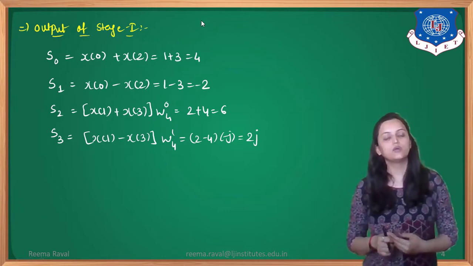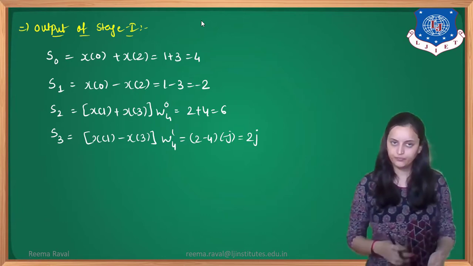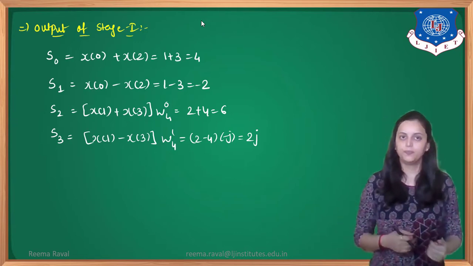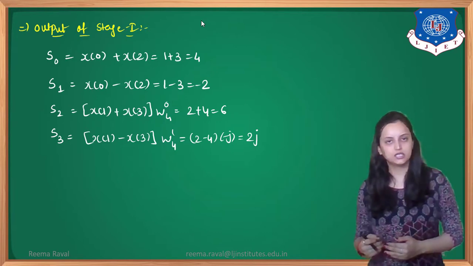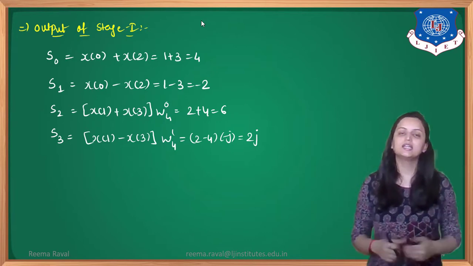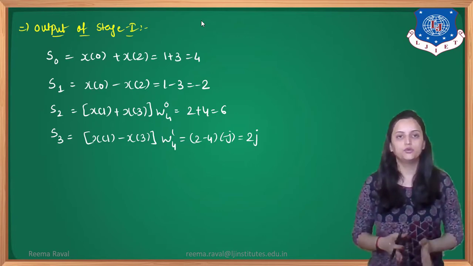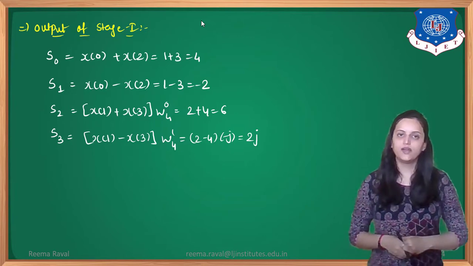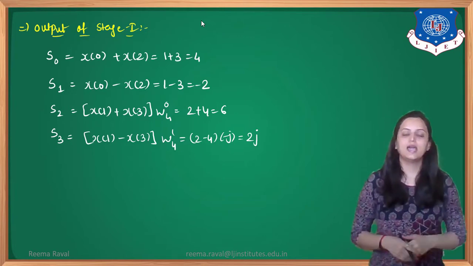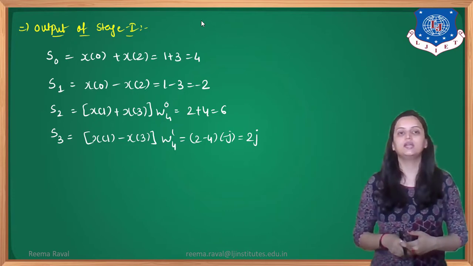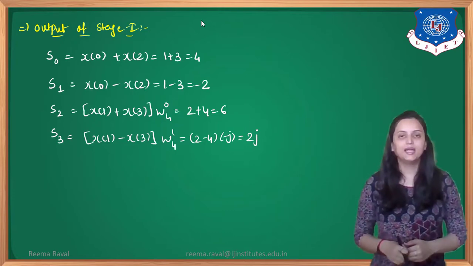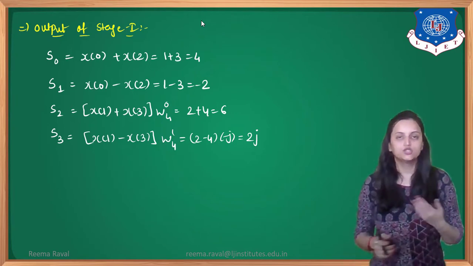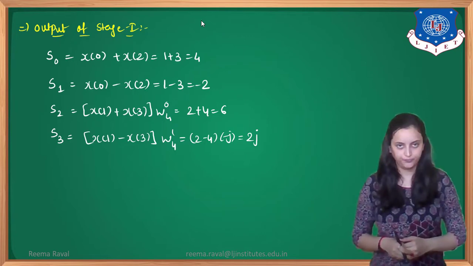So S0 equals x(0) plus x(2). Here we have taken the values 1, 2, 3, 4, where x(0) is 1, x(1) is 2, x(2) is 3 and x(3) is 4. So by considering the values, we place x(0) and x(2), which is 1 plus 3, that is equal to 4. So the output of S0 is 4. Then the next, S1. Here the equation of S1 is x(0) minus x(2), where x(0) is 1 and x(2) is 3. So 1 minus 3 is equal to minus 2.